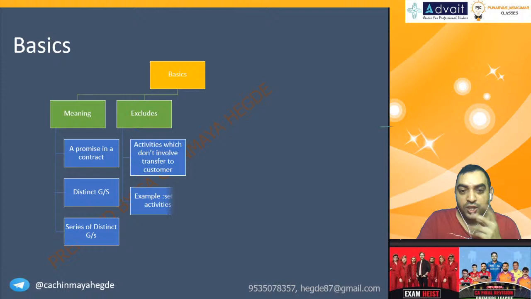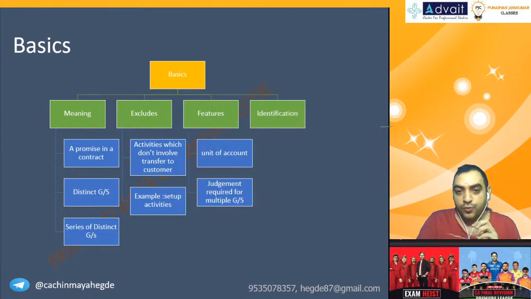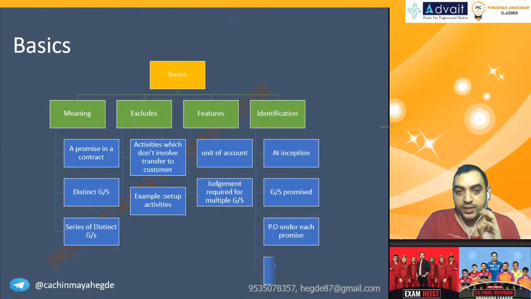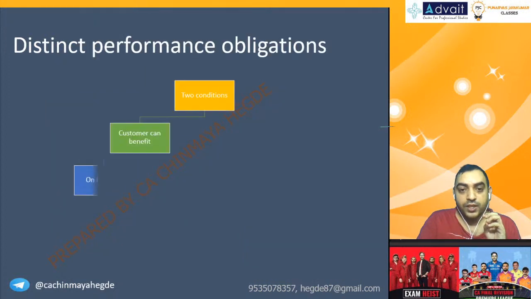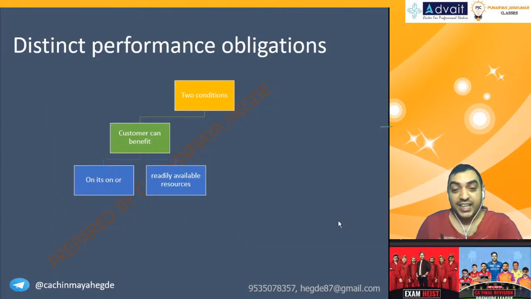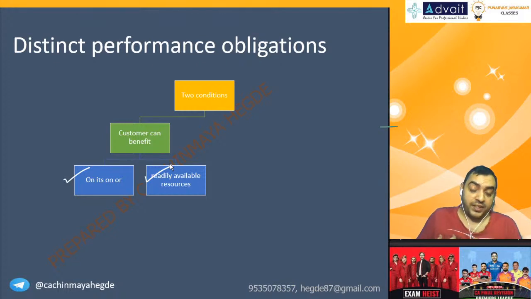Okay, so a promise in a contract. Activities involved, features, unit of account at inception. That's not important. How do you say whether it is distinct or not? This point is important. How do you say a performance obligation is distinct? The customer can benefit on its own with readily available resources. If he can make use of it on his own, it is a distinct product. If not, it is not a distinct product.